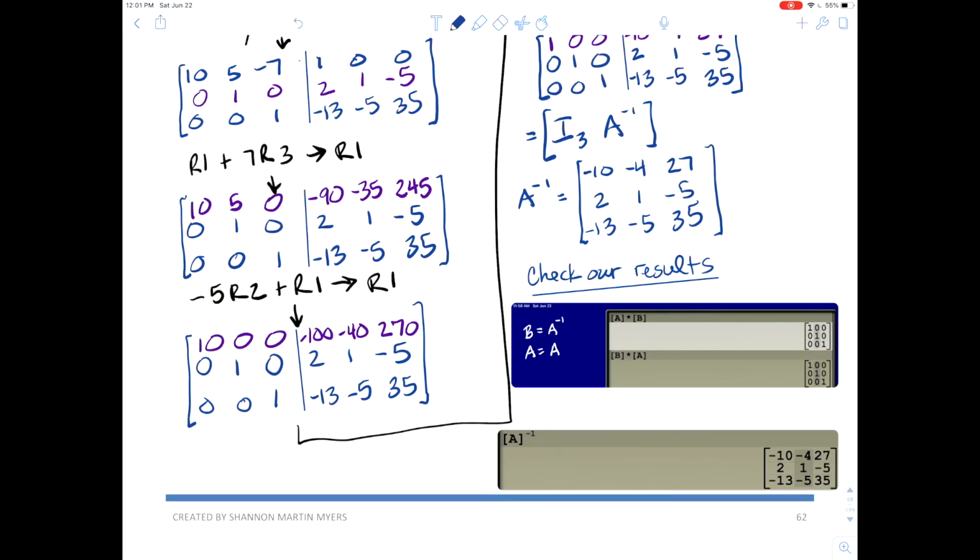I entered in A as itself. We didn't have an A inverse name in the matrix name menu, so I let B equal to A inverse. So first of all, I checked it using the multiplication of the two. So A times A inverse was I3, and A inverse times A was I3. And then I just showed you how you could find the inverse on your calculator. You just enter in your matrix A and then use the inverse key. Groovy?